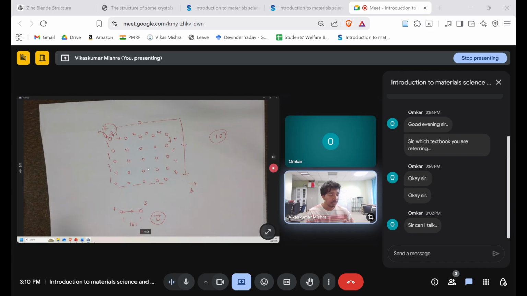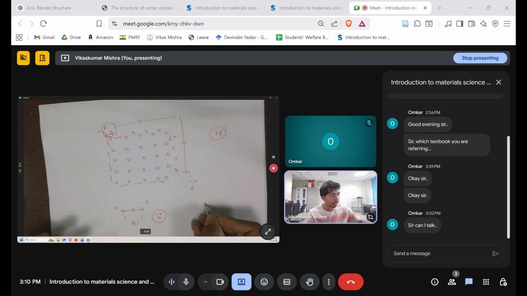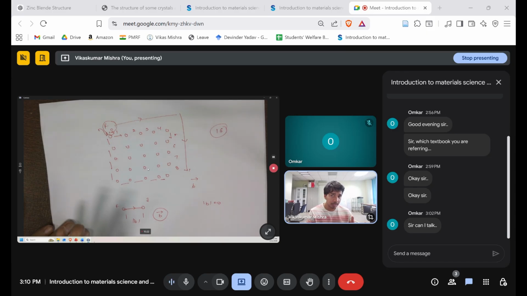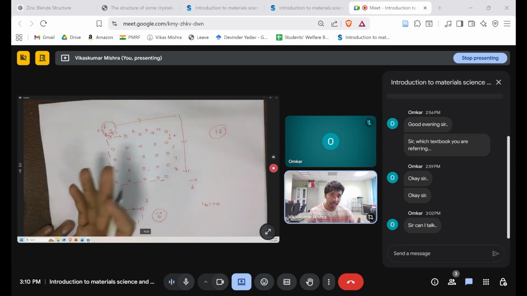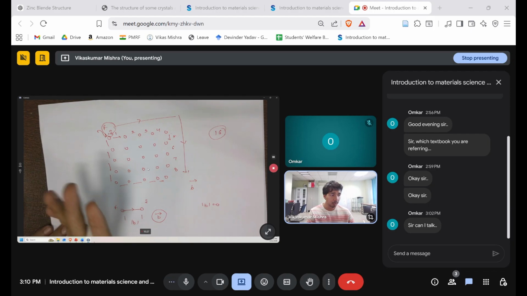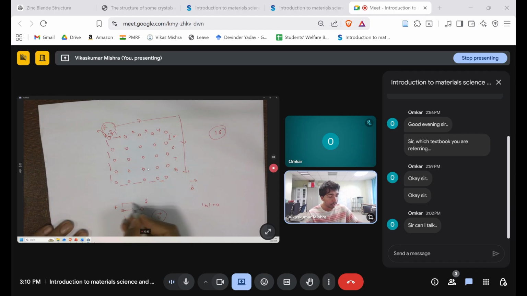Whether it is completing or not is what defines whether a defect is present. If the Burgers circuit is completed, it means there is no defect, so the magnitude of the Burgers vector will be 0. If the circuit is not completed, it means there is some defect. The amount by which the circuit is not completed is the magnitude of the Burgers vector, and the direction in which we have to move defines the direction of the Burgers vector.